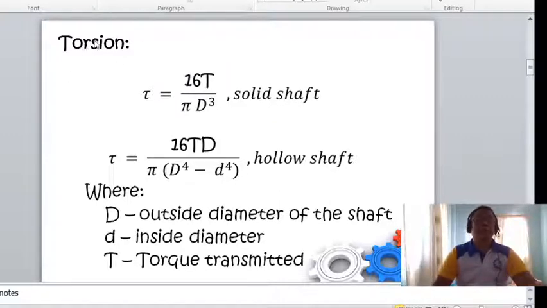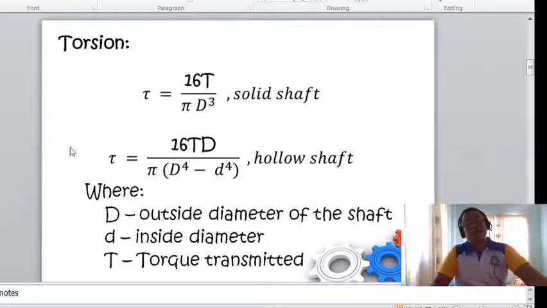Especially if the power of the driver shaft is given, we can easily determine the torque from the formula. Power is 2 pi Tn over 60, or Tn over 63025.